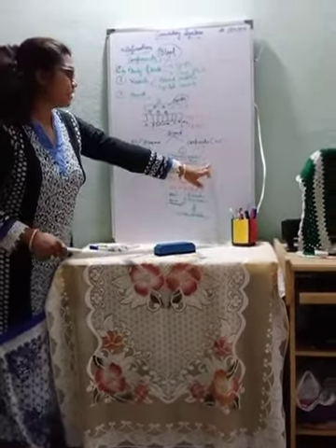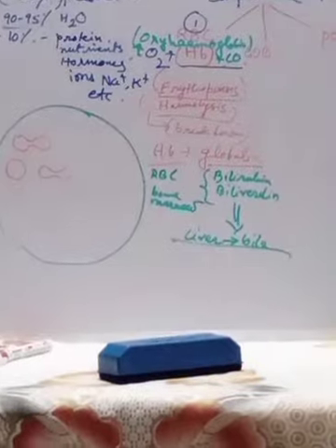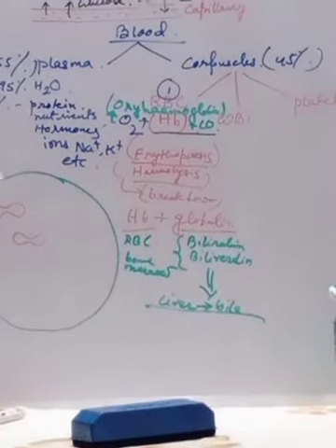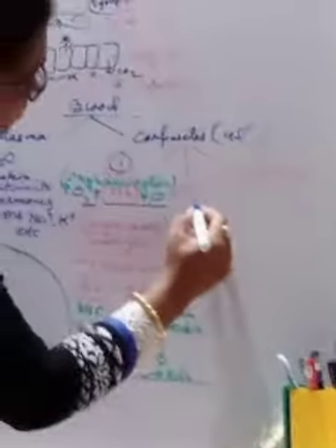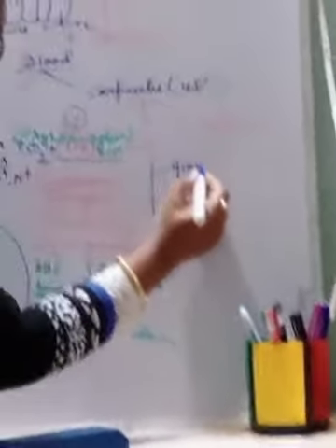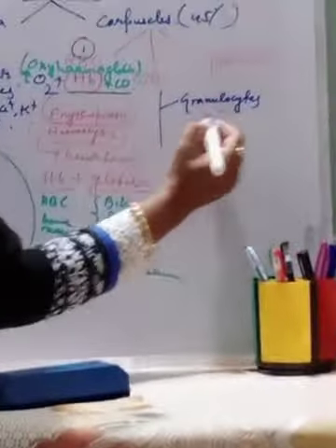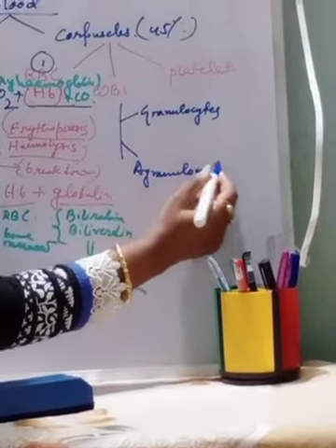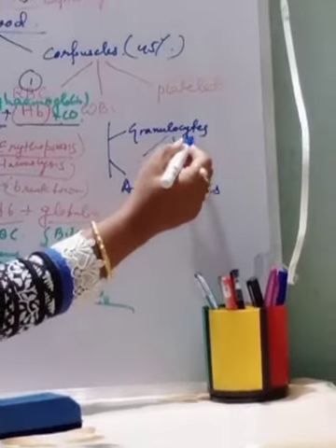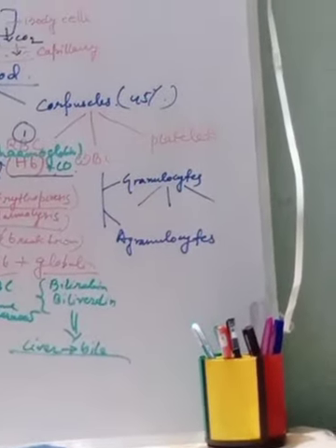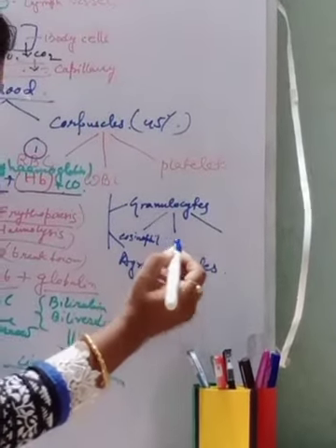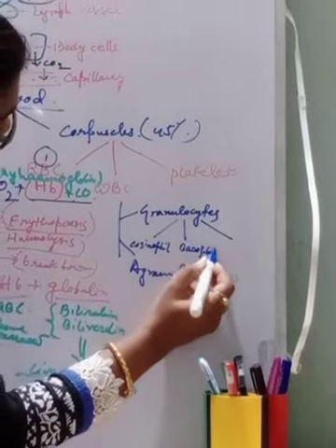Next is coming our great deal, that is the WBC. And we know that WBC are of two types. One is granulocytes and another one is agranulocytes. So let me write. Under granulocytes, we again have three. What are those three? The first one is eosinophil, basophil, and the third one is neutrophil.